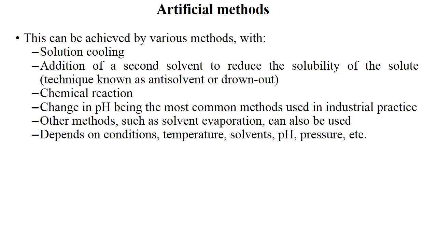It means that the solution has to contain more solute entities, meaning molecules or ions that are dissolved, than it would contain in an equilibrium saturated solution. This can be achieved by various methods: solution cooling, or addition of a second solvent to reduce the solubility of the solute. This technique is known as anti-solvent or drawn out. Chemical reaction and change in pH are the most common methods used in industrial practice. Other methods such as solvent evaporation can also be used.